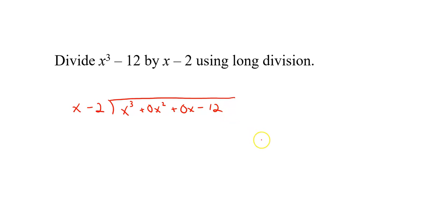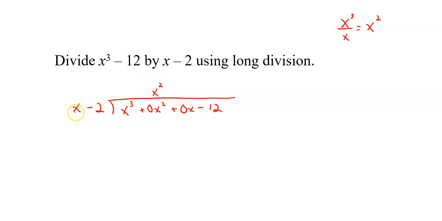minus 12. Okay, and here's why we need to do that. Take the leading terms and divide them. So take x to the third, divide it by x, and I get x squared. Where does that x squared go? It goes above the x squared term. But if I didn't put the 0x squared, there wouldn't be an x squared term, right? There would be an x to the third and a 12, but no x squared term. So that's one of the reasons I put those placeholders in there of the 0x squared and the 0x, so I have somewhere to put my terms as I divide.